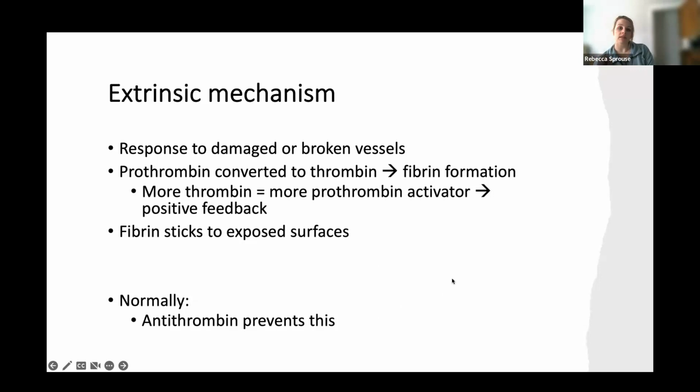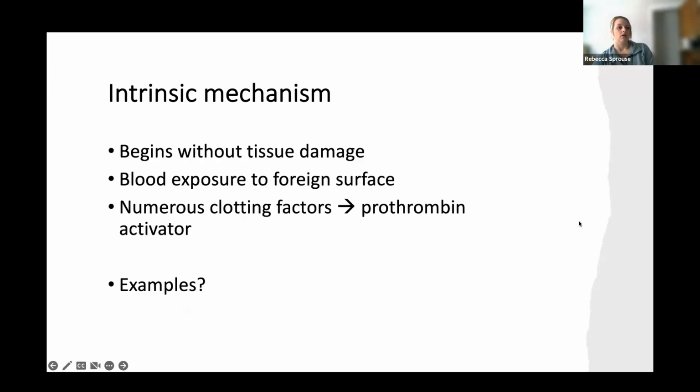a lot of plaque buildup in your vessel wall, that's something that fibrin can stick to as well. But normally in a healthy individual, the inside of our blood vessel is very smooth. And so fibrin and platelets don't like to stick to that. And then we also have this antithrombin, which is like a natural anticoagulation molecule.